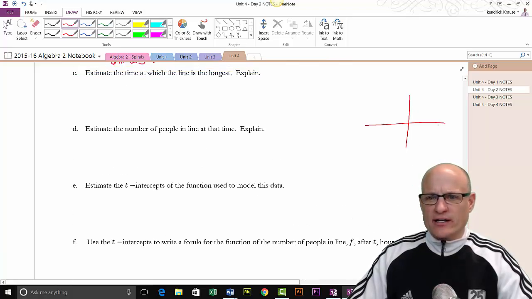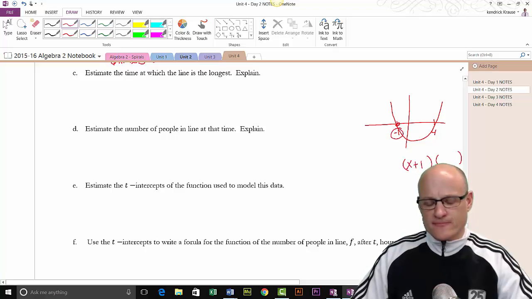Let's say I had a quadratic that had negative 1 and 4 as its roots, and I drew it like this. Well, doesn't that mean it came from two parentheses? If this was negative 1, wasn't in here x plus 1? And over here, if this was 4, wouldn't this be x minus 4? So I could say this, the function that models this. This is x squared minus 3x minus 4.